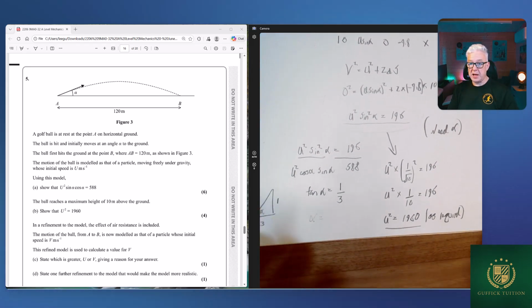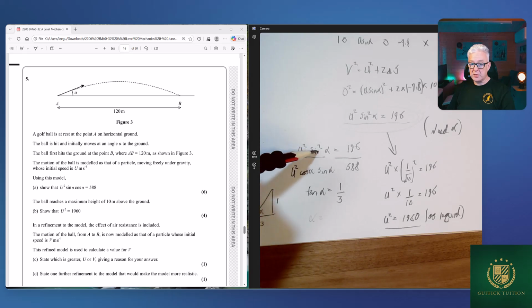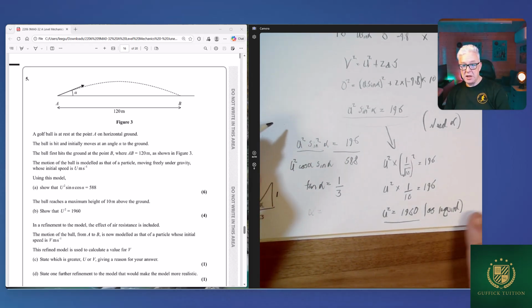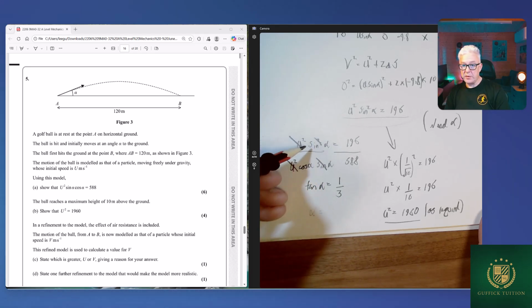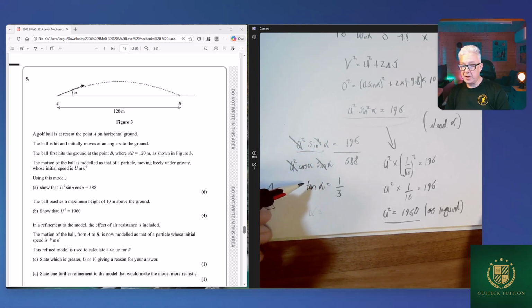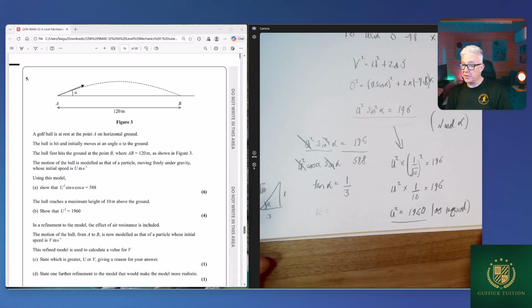Okay, so we're going to say that u squared sine squared alpha divided by u squared cos alpha sine alpha is the same as 196 over 588. And the reason why that's useful is because when we divide those, the u's cancel and one of the sines cancels, and we're just left with sine alpha over cos alpha. So we get that tan alpha is a third.